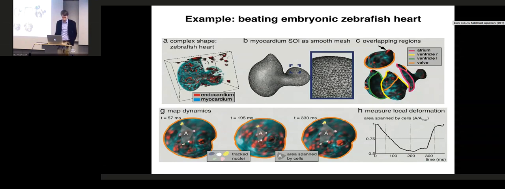And then here you see one application of that, which is you can follow the individual nuclei on the surface of this beating heart. So these are snapshots. I don't think I included the video here. And then use this metric corrected measurement, measure the area spanned by these nuclei, and make a plot of the local area deformation in that part of the heart.